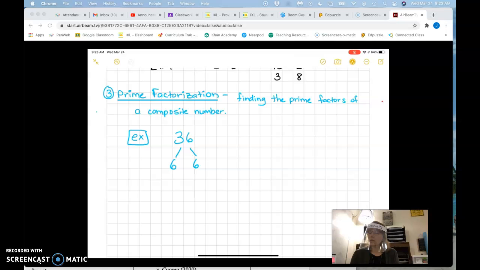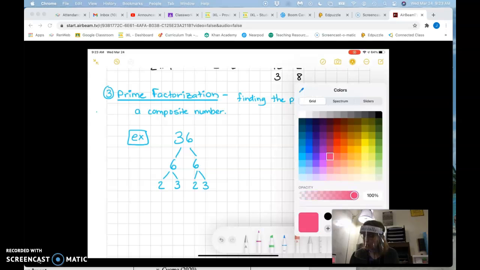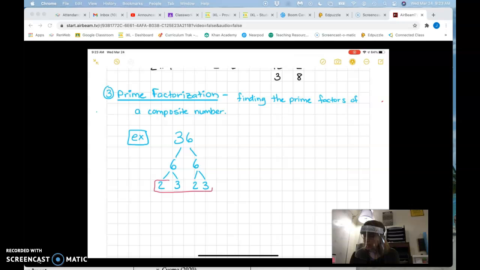So I know that 6 times 6 is 36. What numbers equal 6? 3 and 2, if I'm multiplying. Okay, and I'm going to break this other 6 down as well. So the prime factorization of 36 is going to be these numbers. Because these numbers are prime, I can't break them down anymore. And so my prime factors for 36 will be 2 times 2 times 3 times 3.